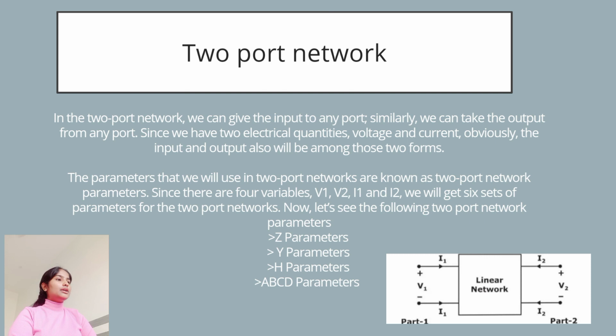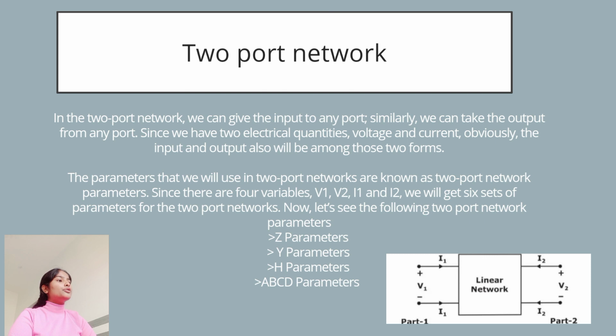Two-port network. In a two-port network, we can give the input to any port. Similarly, we can take the output from any port. Since we have two electrical quantities, voltage and current, obviously the input and the output will be among these two forms. The parameters used in a two-port network are known as two-port network parameters, in which there are four variables: V1, V2, I1, I2. We will get six sets of parameters for the two-port network.